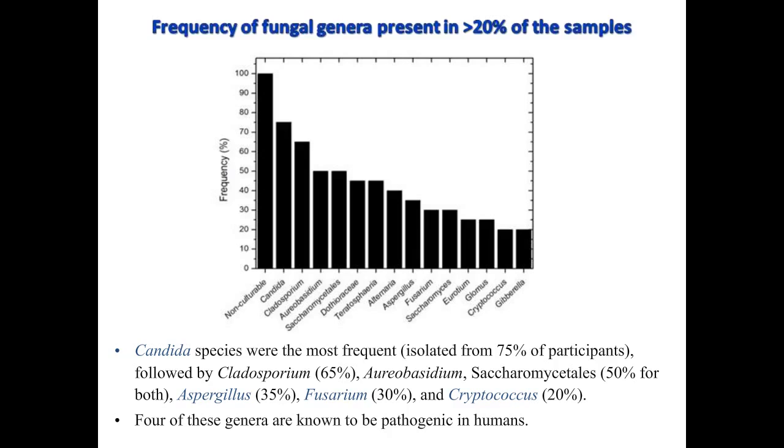Of course, Candida was by far the most prevalent, and it was present and isolated from 75% of participants. We have Cladosporium, and this organism really is not a surprise, because Cladosporium is one of the allergic fungi, or one of the fungi that can cause allergy, and it's present everywhere. But again, we saw Aspergillus, Fusarium, and Cryptococcus in these healthy subjects.